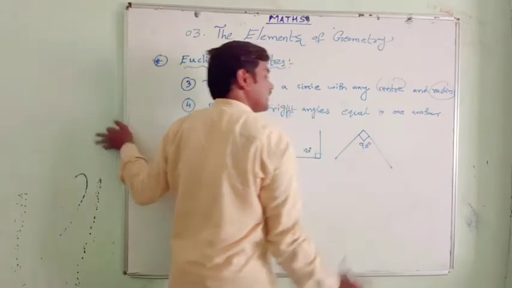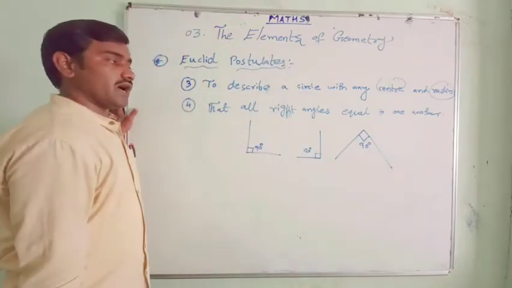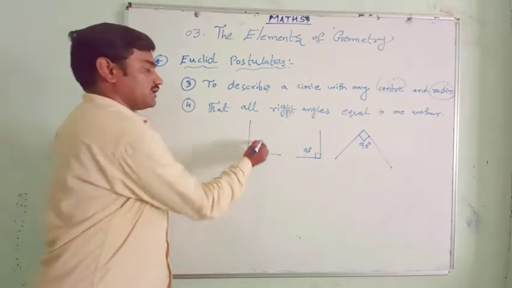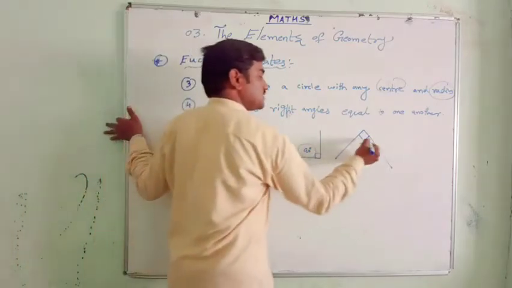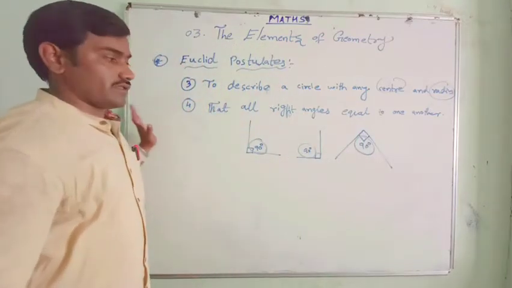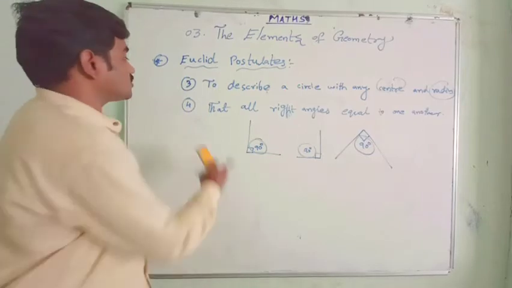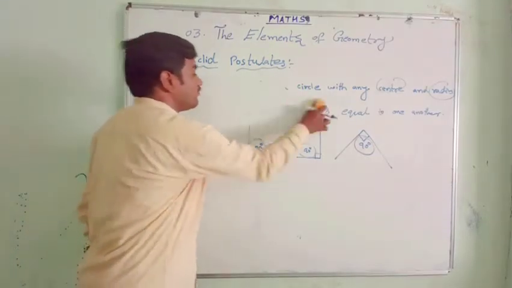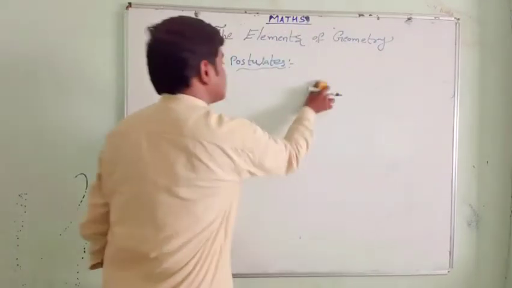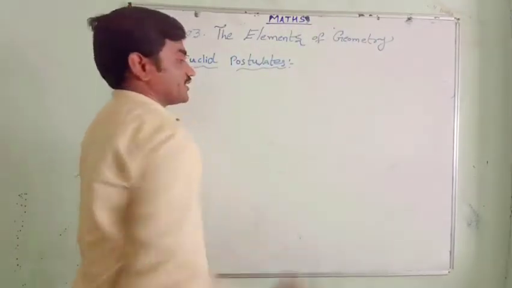Suppose this is a right angle. All these right angles are equal to one another. The thing is that if the angle between two rays is 90 degrees, it is called a right angle. Then all right angles are equal to one another. So this is Euclid's postulate number 4. Then there is Euclid's postulate number 5.